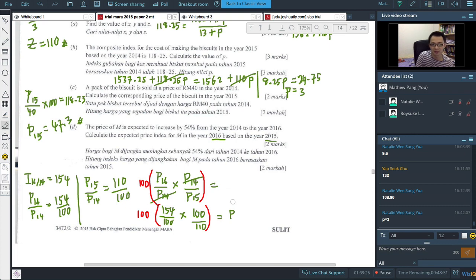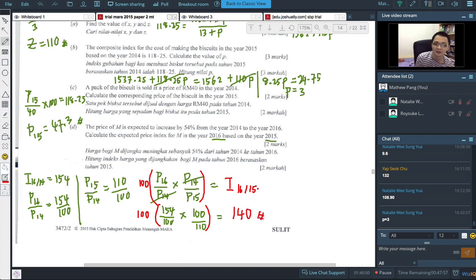Because you will need to do something like this. So this is index for 16 over 15. Then solve this one and you can get the answer. 154 multiplied by 11 divided by 110 times 100. 154 divided by 110 times 100. Yeah, it's 140. Okay, this is how we get the index number for it.